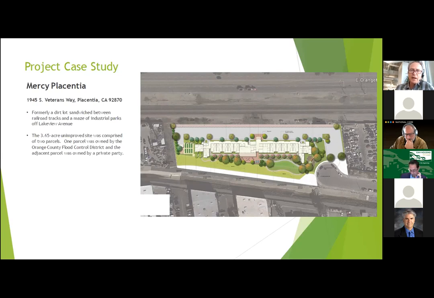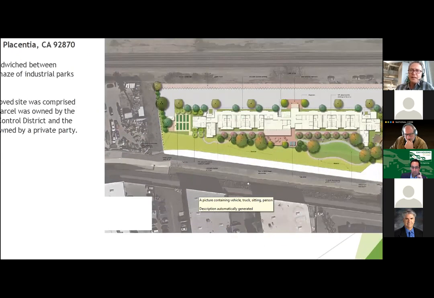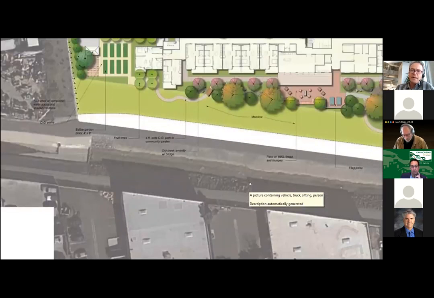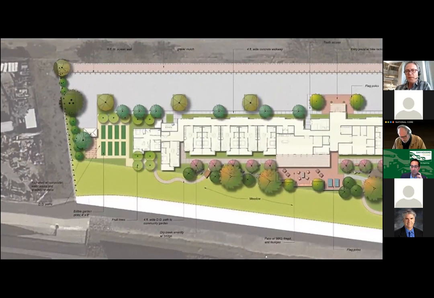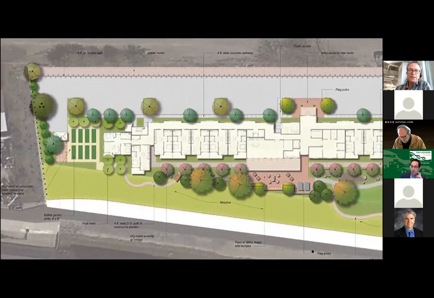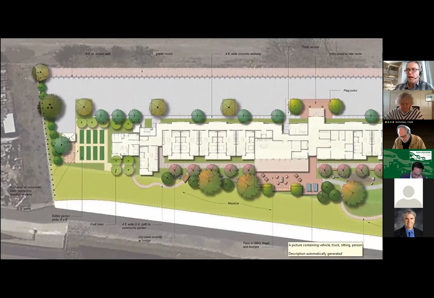I don't know if it's possible to zoom in a little bit on the site plan. This gives a great view of the context, but then if we are able to zoom in, you can see some of the niceties of the site plan. This is 50 one-bedroom units for formerly homeless veterans, and Mercy teamed up with New Directions to provide those supportive services. New Directions specializes in services for veterans.